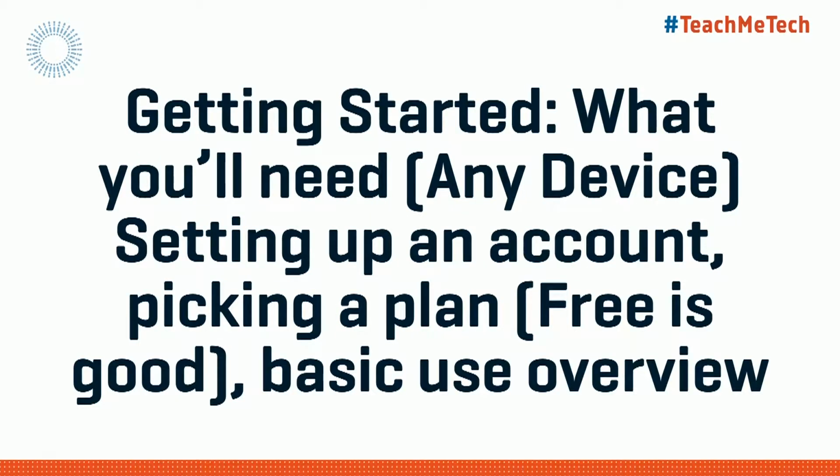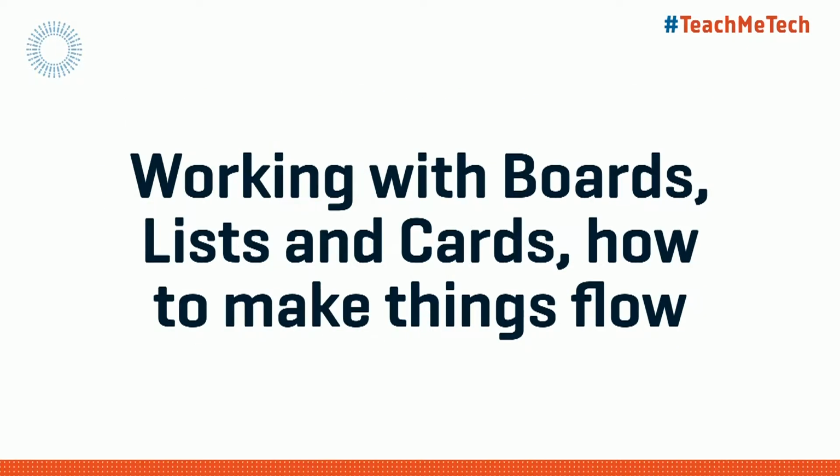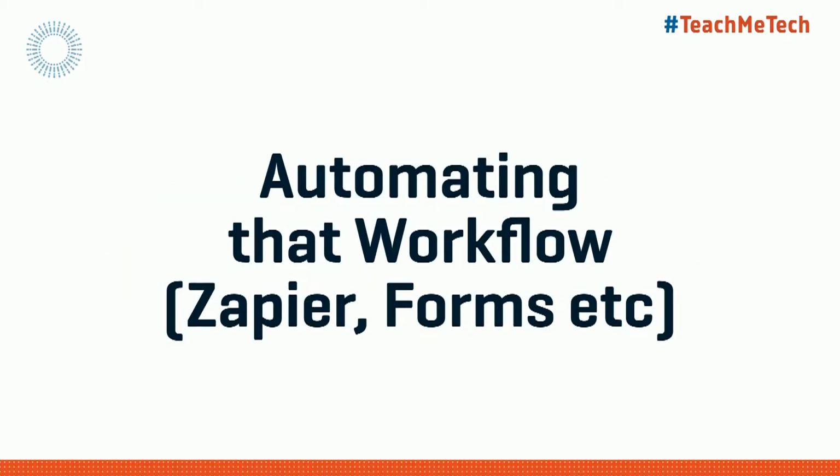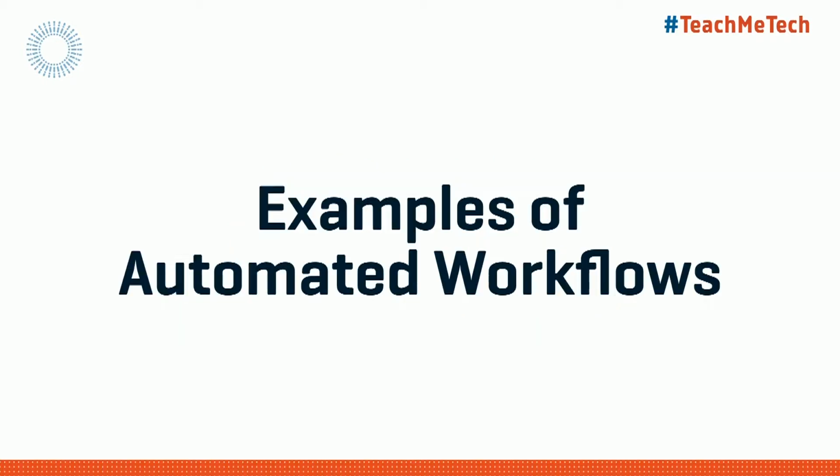Getting started, what you're going to need, how to set up the account and pick the plan, and then a basic use overview. So we're going to consolidate all of that in so that we can just jump into how to work with boards, lists, and cards, and how to make things flow, my favorite activity. How to build a workflow that suits your business, all right? So I'm getting the sense that Trello probably involves some kind of automation here. It does. How to automate that workflow using additional tools that we've talked about before, Zapier, Forms, etc.